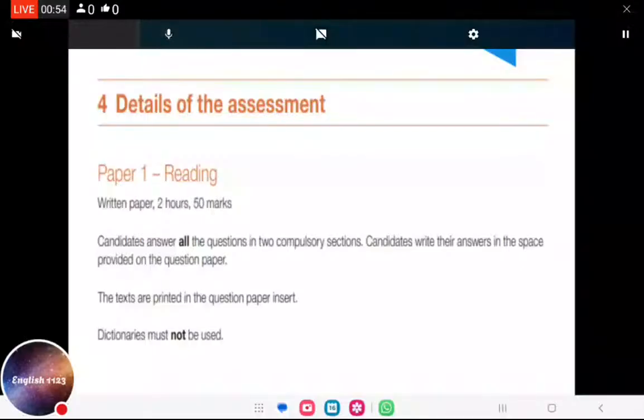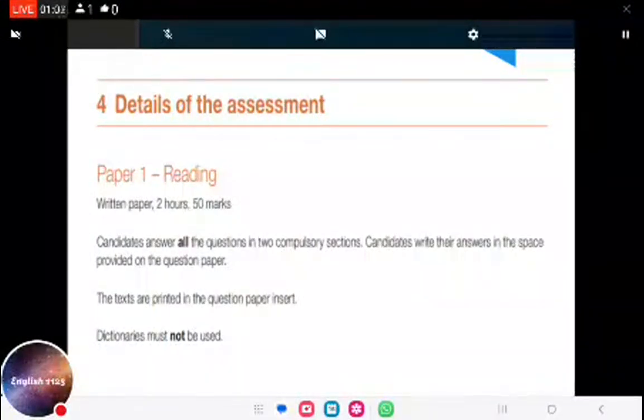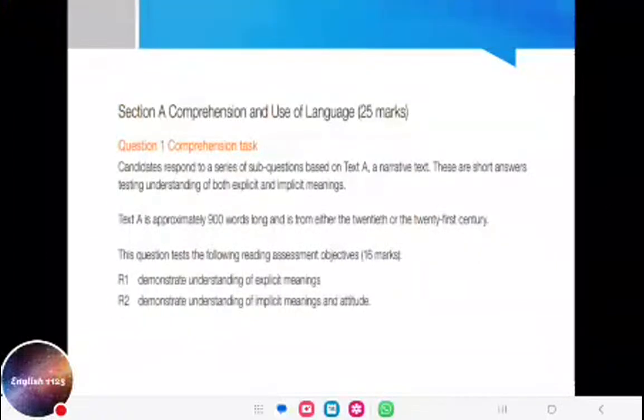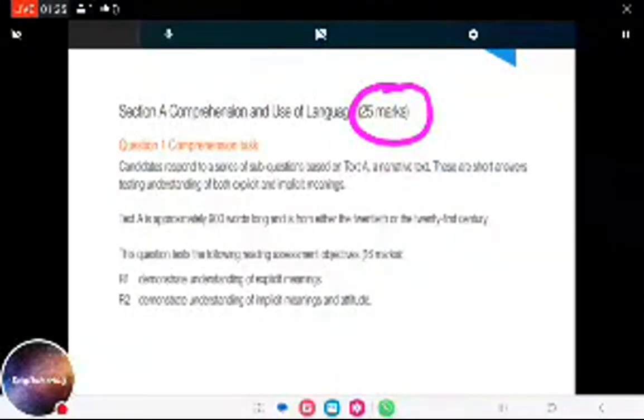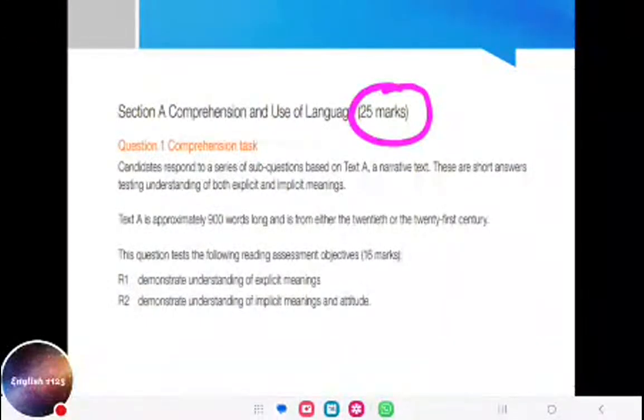Answer all the questions in the compulsory sections. Candidates write their answers in the space provided for the question. Number 1 is actually not question number 1, that is topic number 1. That is topic number 1 of section A of RP1, and that is comprehension and the use of language task.